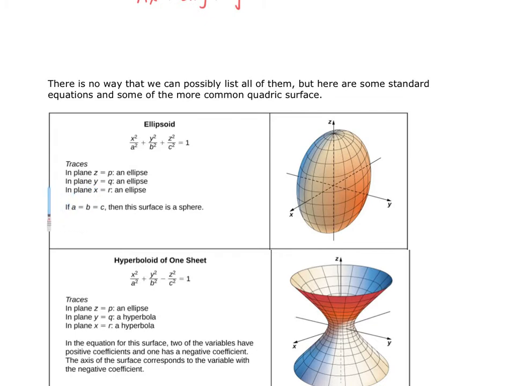Okay? In the traces, when you look at the z-plane, we have an ellipse on each one of our traces, of course, unless they're all equal.